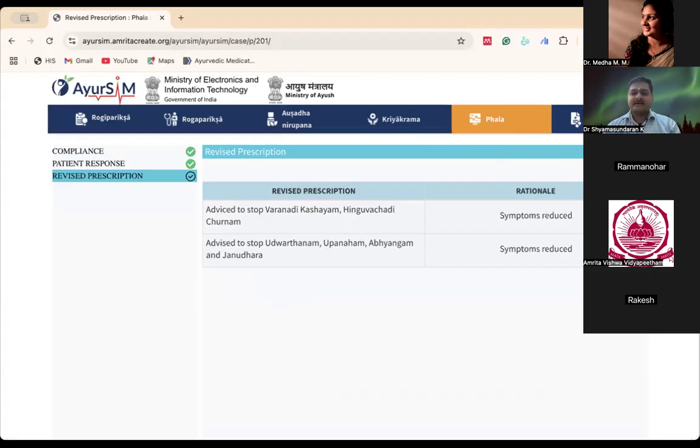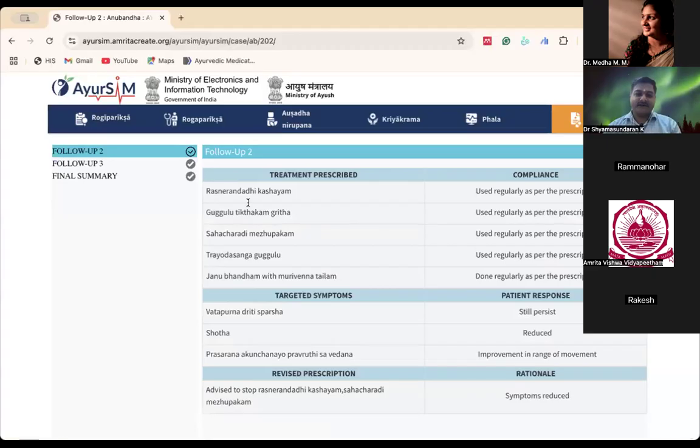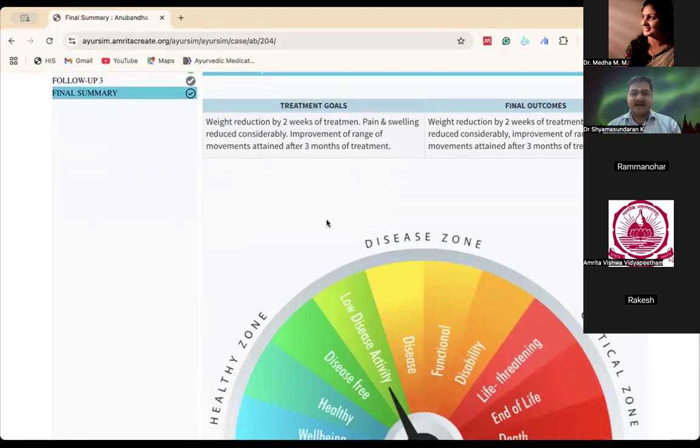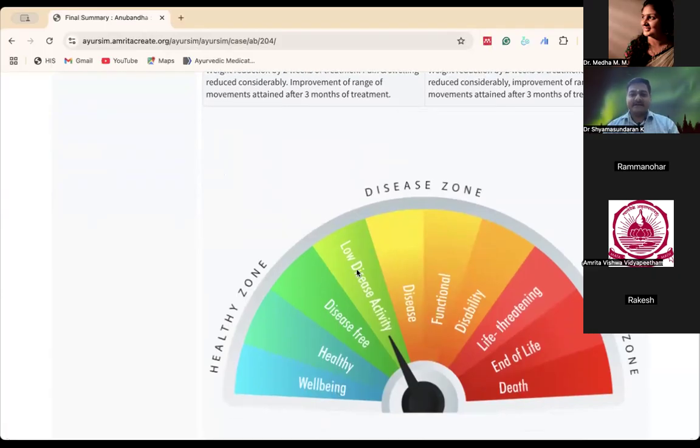And then comes the Anubandha. In Anubandha, it is nothing but the follow-up. How many follow-ups the patient has come. So after giving the Phala, what is happening in the second follow-up? What is happening in the fourth follow-up? Everything is represented here. And finally, what you get is this. After the treatment, what has happened to the patient? From which stage of the disease to which stage has the patient gone to?